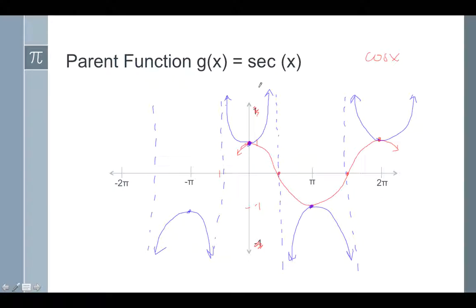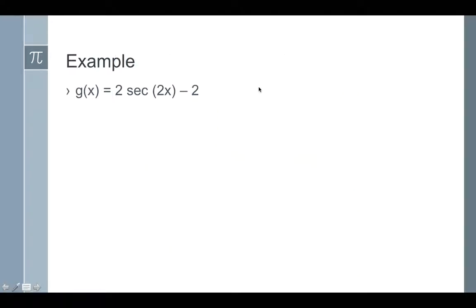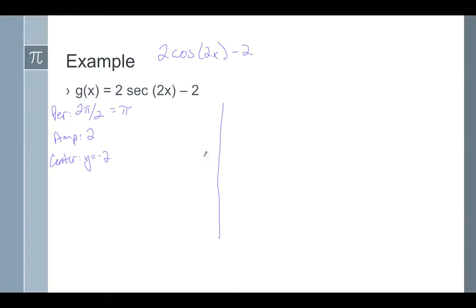I'm going to leave us off with one example here of secant in the same fashion of the cosecant function. We're going to look at 2 cosine of 2x minus 2. So my period, just as we did with cosine, is 2 pi over 2, which is pi. My amplitude is 2, and my center line is y equals -2. So again, because I have to go down to -2, my amplitude is 2, I'm going to go down to -4.